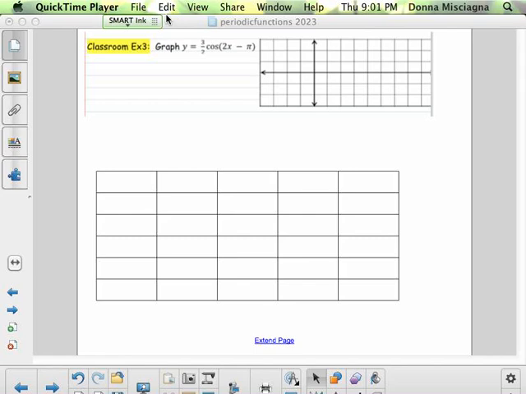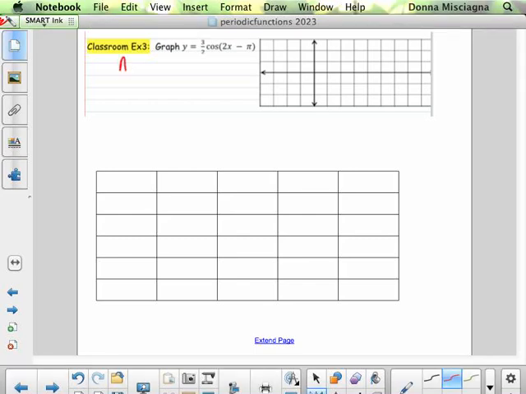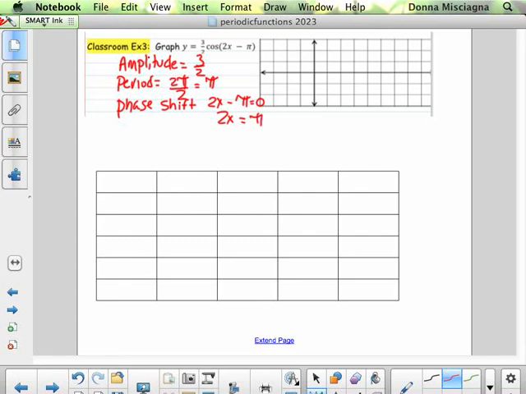And this one might be a little easier. So amplitude, the coefficient on cosine, is 3/2. The period is 2 pi divided by b, b is 2, so that's going to be pi. The phase shift: we have 2x minus pi equal to 0. We'll add pi to both sides. 2x equals pi, x equals pi halves. All right, so this is to the right.